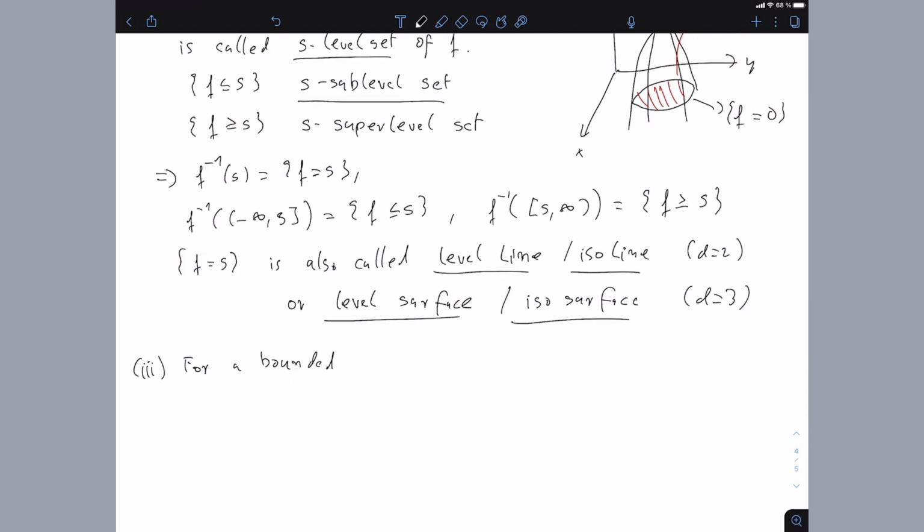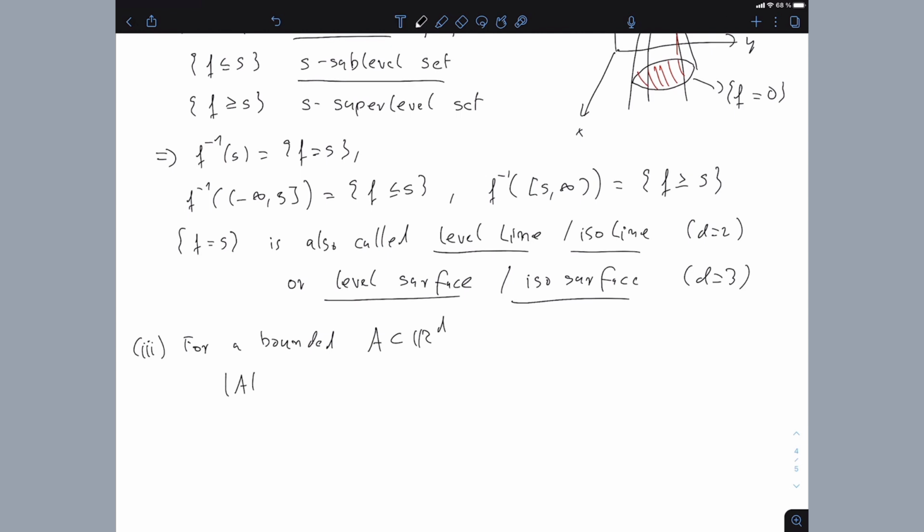So for a bounded set A, I define the absolute value of A as the volume of A, and this I just define as the integral over A, or equivalently as the integral over the entire R^d of the characteristic function. Yeah, because that's only 1 inside A. So we are integrating the 1 over A, so this gives us exactly the volume.